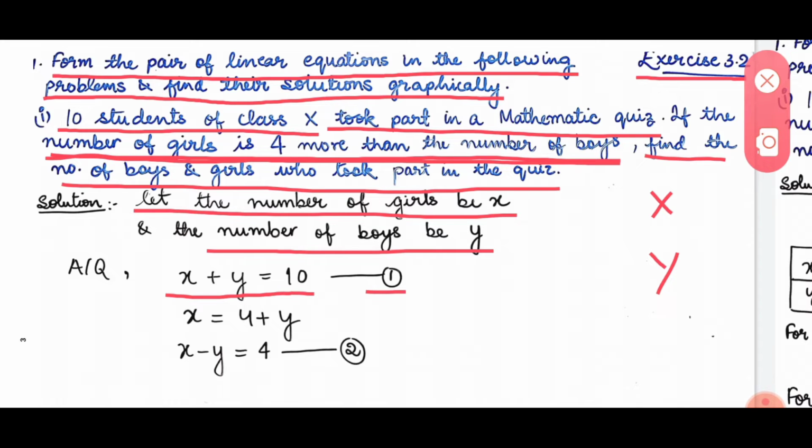Now, the second condition is that number of girls is 4 more than the number of boys, right? So number of girls, represented by x here, is equal to 4 more than, means 4 plus the number of boys, which is y. So you will get x minus y equals to 4. This is your second equation. So you have got two equations, right? 1 and 2. Now let us find the points to plot and then graphically we will find the solution to this problem.